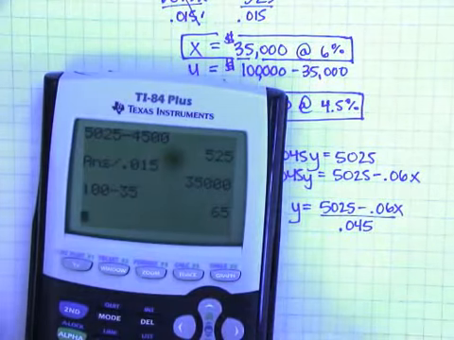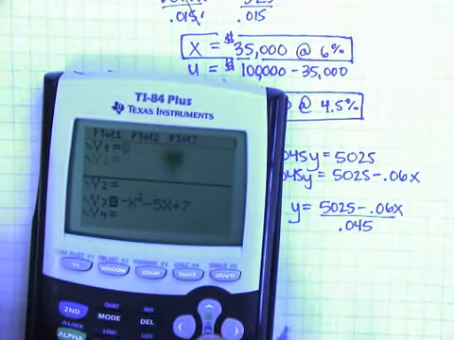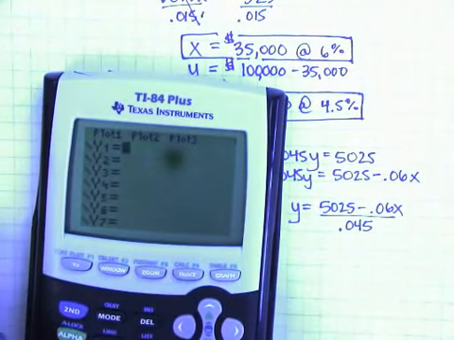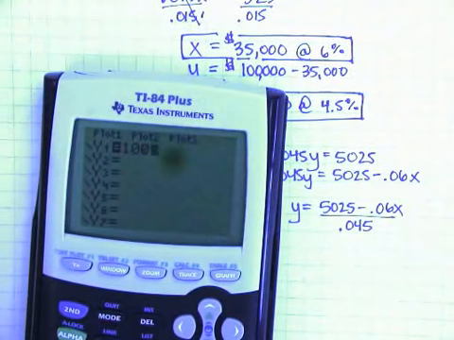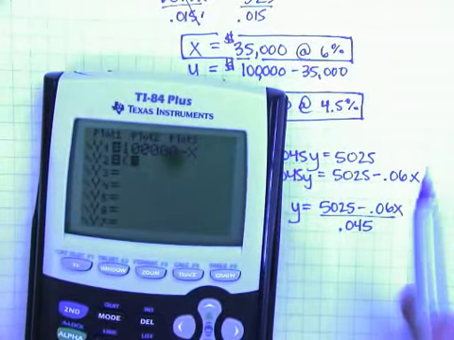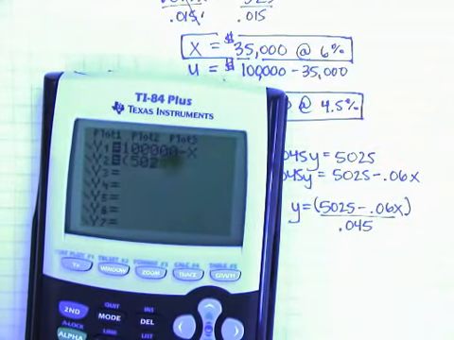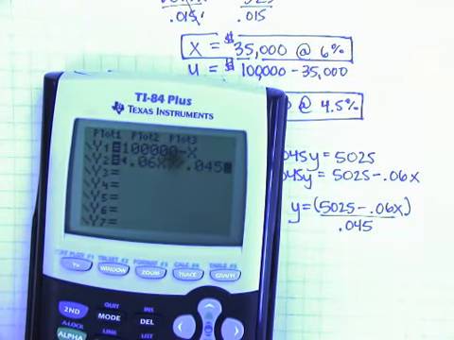So in my calculator, I would go into my y equals, erase anything weird that's there, and I'm going to plug in 100,000 minus x, and I've got to put parentheses around this now because otherwise the calculator won't know what the top of the fraction is. So 5,025 minus 0.06x divided by 0.045.